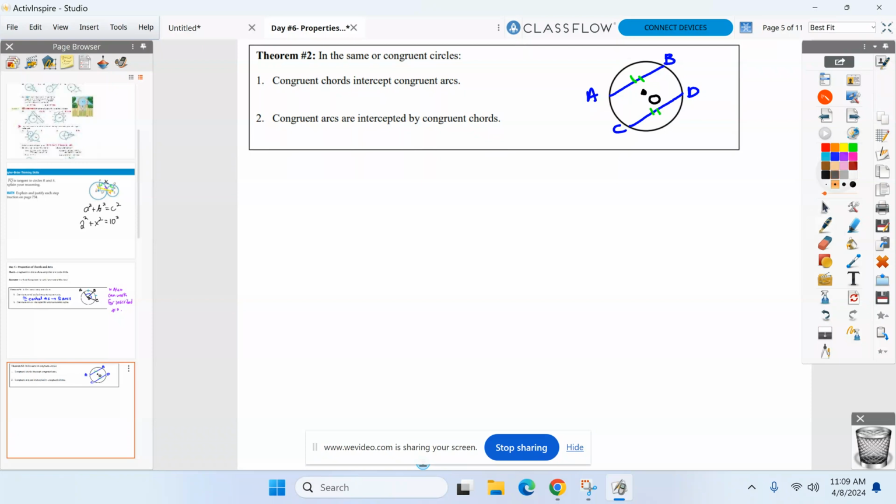And here is what this next theorem says. If you have congruent chords, the arcs they belong to are congruent. So congruent chords imply congruent arcs. And if you want to mark them, there you go. Congruent chords mean I have congruent arcs. All good? All right, there's 2.